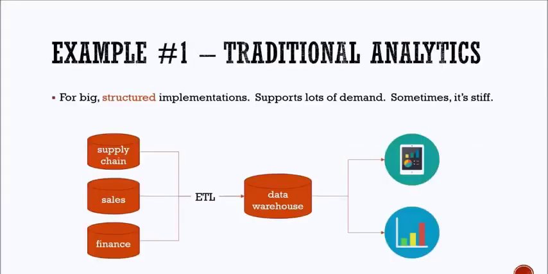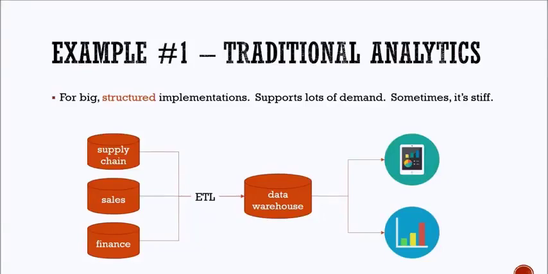The first architecture example that I see a lot actually is what I call traditional analytics. So this is for big structured implementations. It supports lots of demand, but sometimes it can be stiff. And it's designed that way, right? So there's some governance in place to make sure that the data stays of good quality and that it's secure, and so only people that should see the data see the data and that sort of thing. So it's designed to be a little bit stiff, and so it can be more difficult to respond, but we do that because we need some level of control, some level of governance, right?